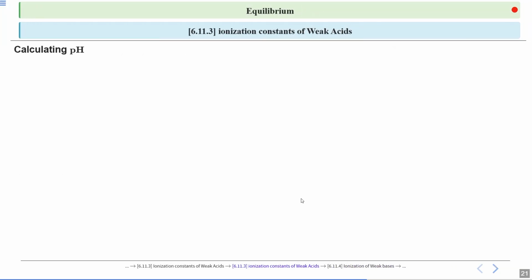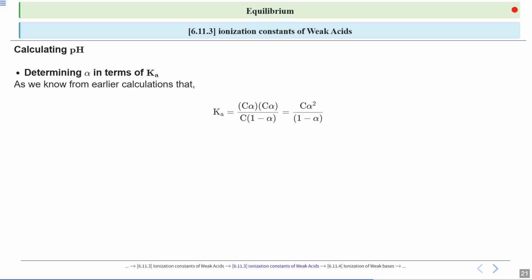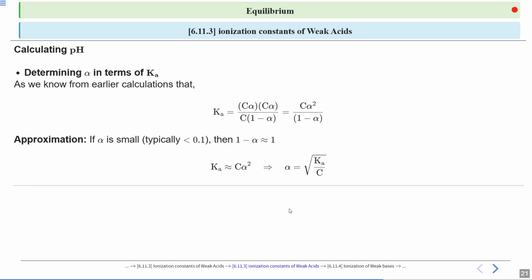You can further approximate this K. How can we do it? It's very simple. There is a small approximation to this formula of K, C alpha square by 1 minus alpha, in which we say that since your acid is getting dissociated to a very small extent, this alpha will have a very small value, because alpha is nothing but the fraction of molecules getting dissociated. Now if this is true, then 1 minus alpha can be approximately written as 1. Further, we can write K as C alpha square only, or alpha is equal to root under K by C.